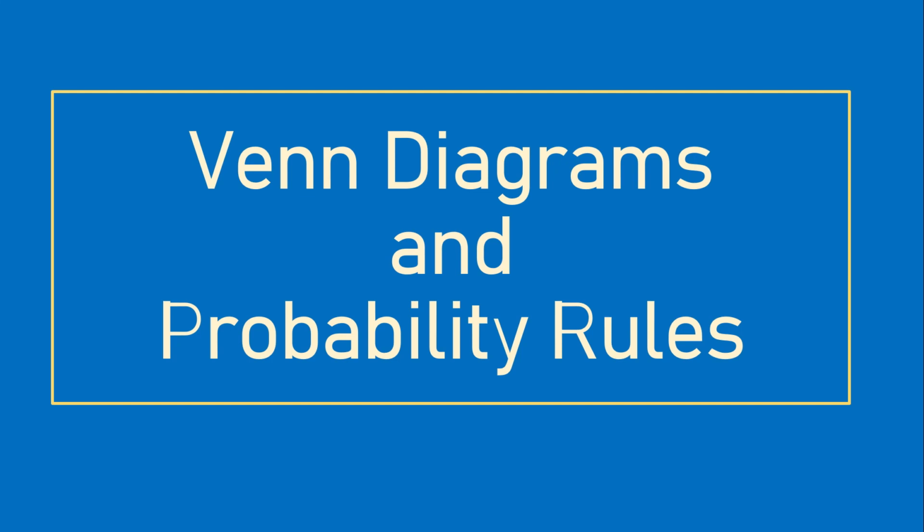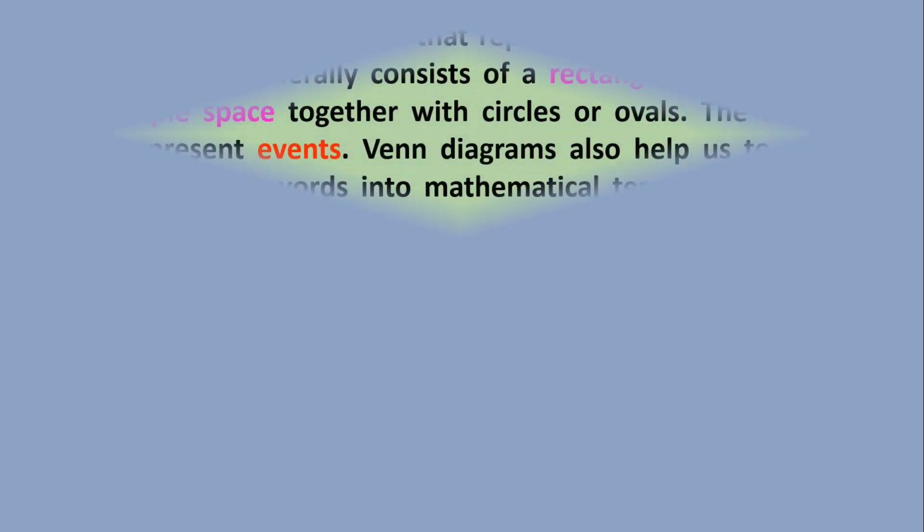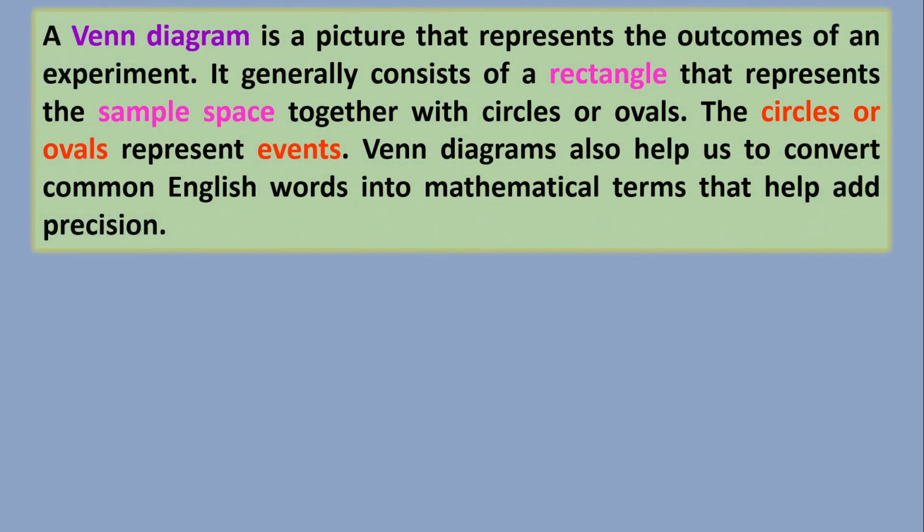In this video, I am going to discuss Venn diagrams and probability rules. First, what is a Venn diagram? A Venn diagram is a picture that represents the outcomes of an experiment. It generally consists of a rectangle that represents the sample space together with circles or ovals. The circles or ovals represent events.